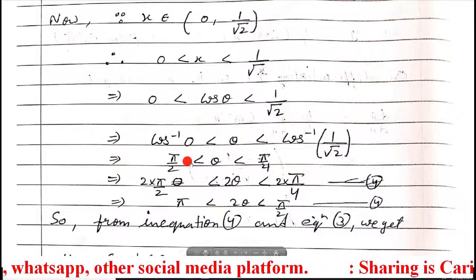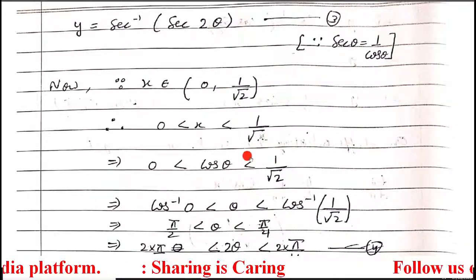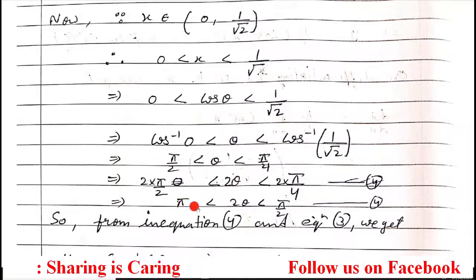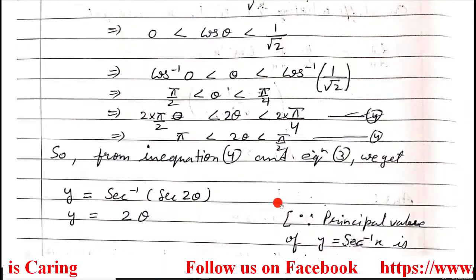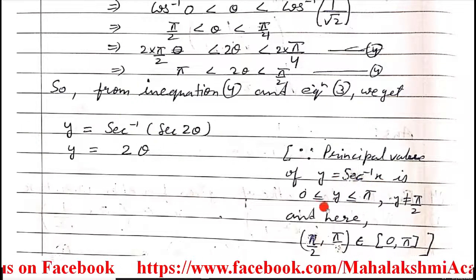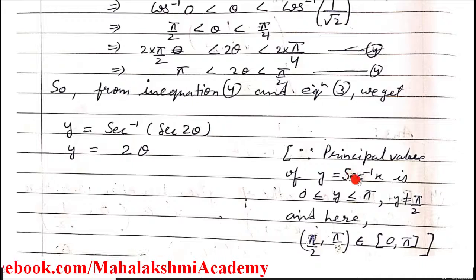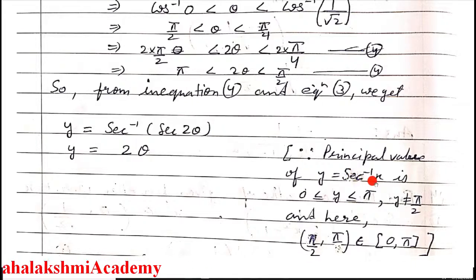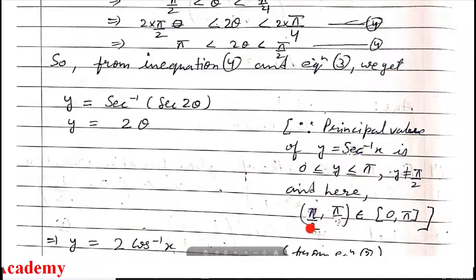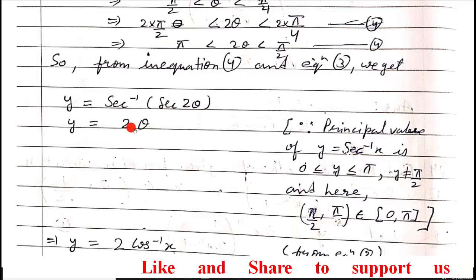Now cos inverse 0 is pi upon 2 and cos inverse 1 upon root 2 is pi upon 4. Since we have here 2 theta, multiply the complete inequality by 2. So we obtain pi and pi by 2. Now sec inverse x, because here we have sec, the principal value of sec inverse x is 0 to pi, and in this y cannot be pi upon 2. This is the formula of the principal value of sec inverse x, which you might have learned already in the second chapter. Now here we have the interval pi by 2 to pi, so pi by 2 to pi belongs in this interval. That's why we can remove sec inverse and sec. So we obtain only 2 theta.